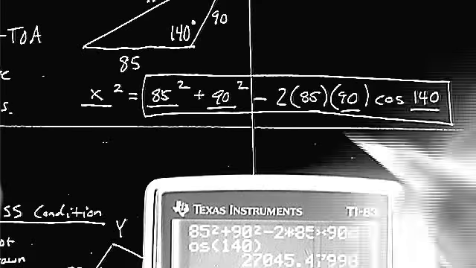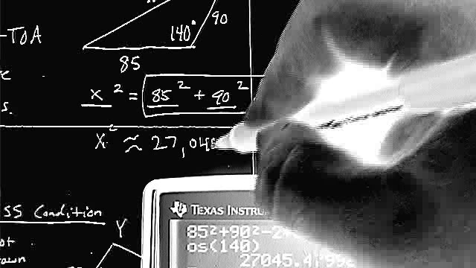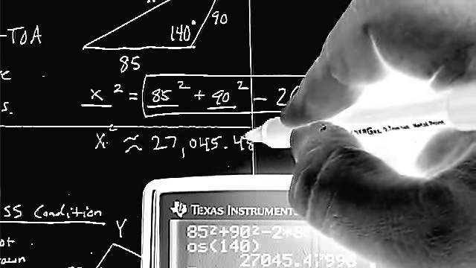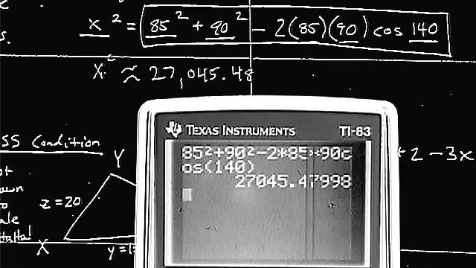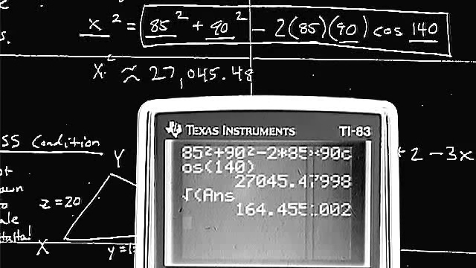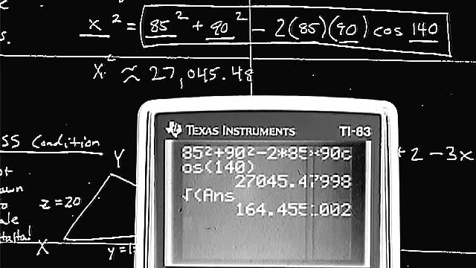27,045.48. That's the value of x squared. So how do you think we're going to solve for x? That's right, we're going to take the square root. 164.46.